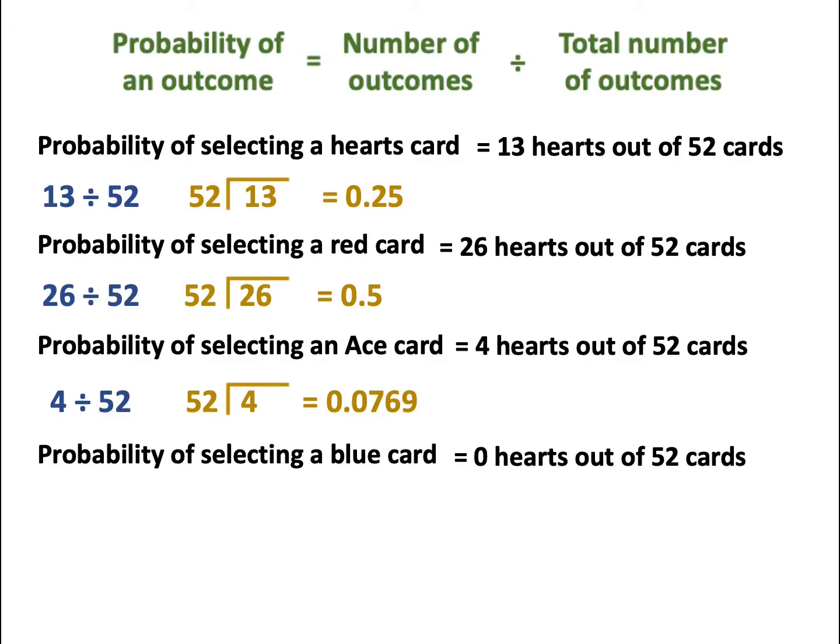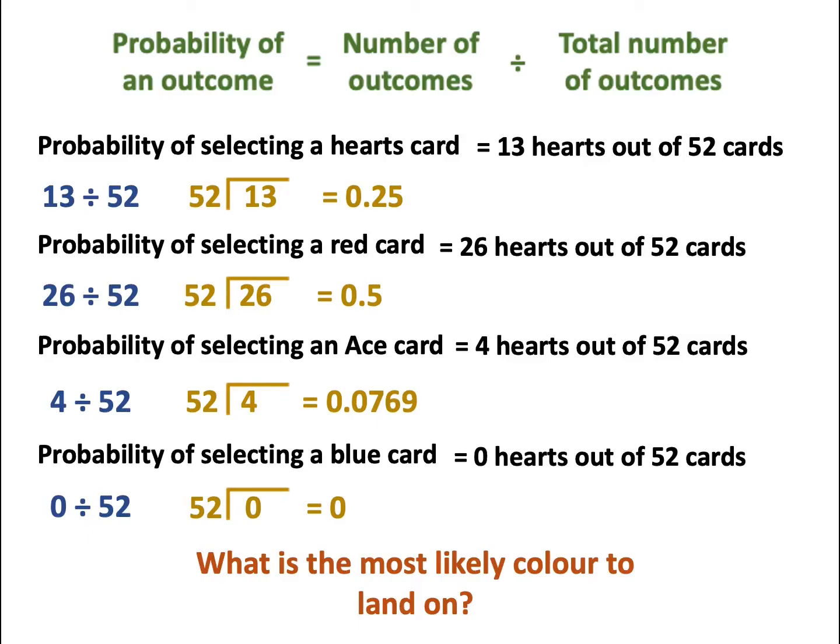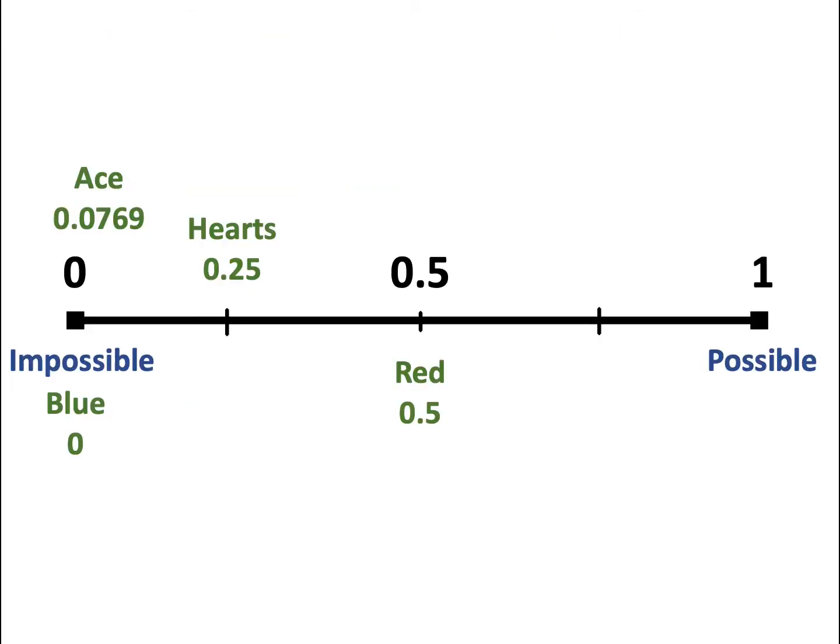Finally, there are no blue cards out of 52 cards in a deck. Therefore, the calculation would be 0 divided by 52. The final answer is 0 as the probability. Using a number line, we can now see clearly which groups of cards are more likely or less likely than the others. With the questions that we had prior, a red card is the most likely.